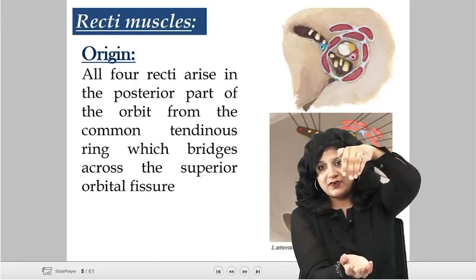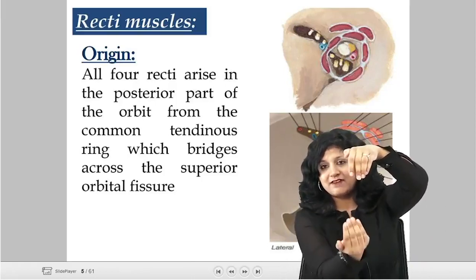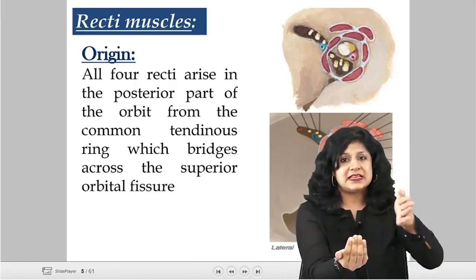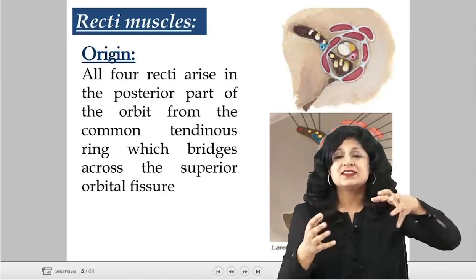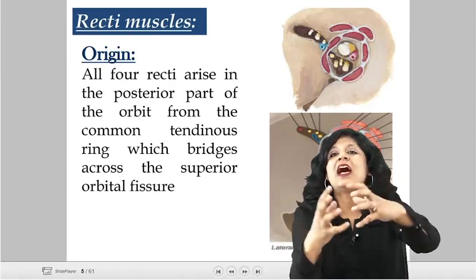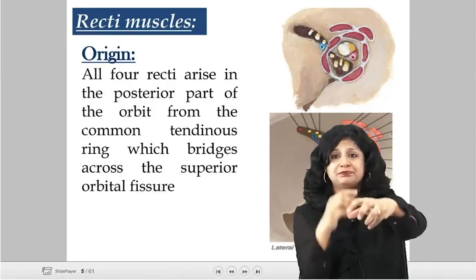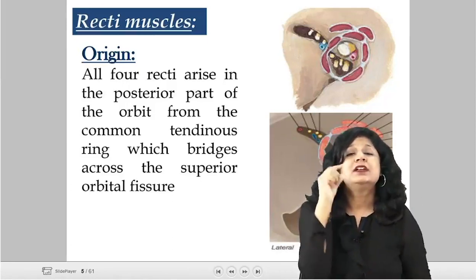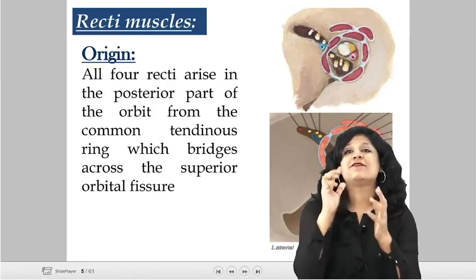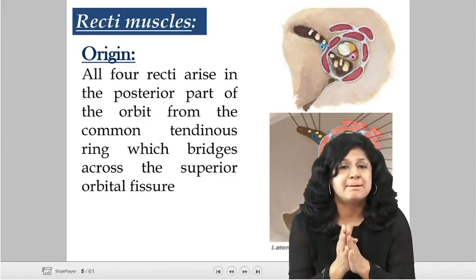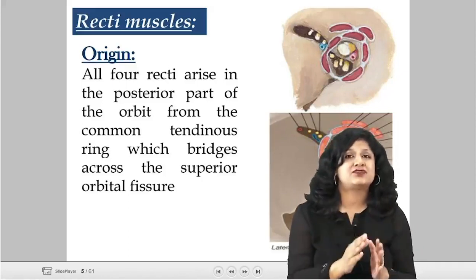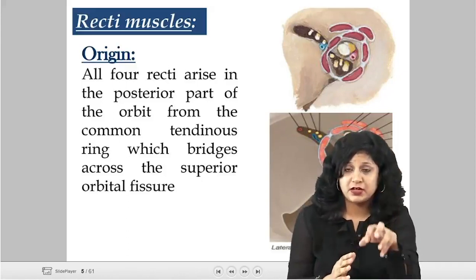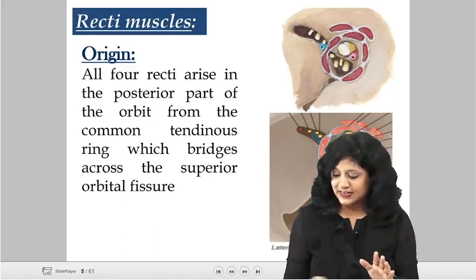Superiorly, we have the superior rectus. Inferiorly, we have the inferior rectus. Medially, we have the medial rectus, and laterally, you have the lateral rectus. It is just like holding the eyeball anteriorly, basically coming from a small annulus of Zinn which is lying at the apex of the orbit. So I think the origin of the extraocular muscles in the rectus muscles is very, very clear.